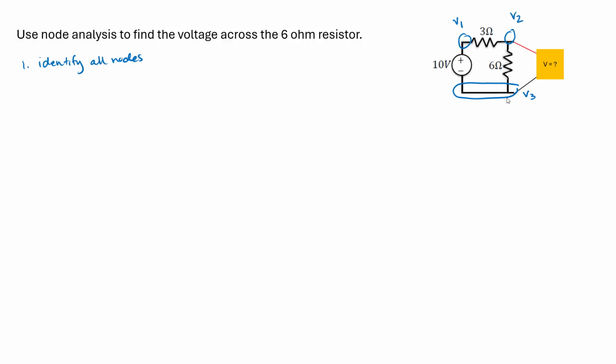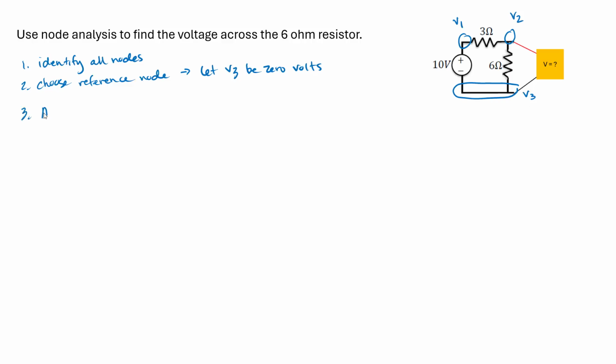And then our next step is to choose a reference node. So when choosing a reference node, you want to make your life easier, because this is the node that you can set to 0 volts. In our case, I'm going to let our V3, our bottommost node, be 0. And the reason for this makes it convenient for us because we're trying to find the voltage between V2 and V3 across that 6 ohm resistor. So having V3 be 0 makes our life easier.